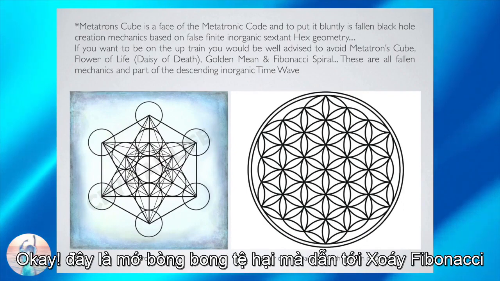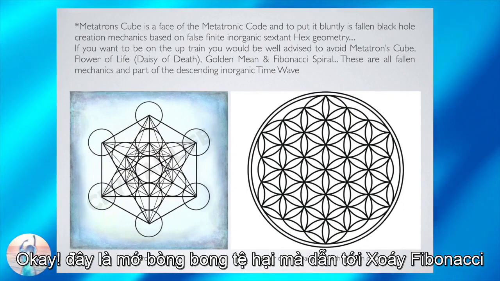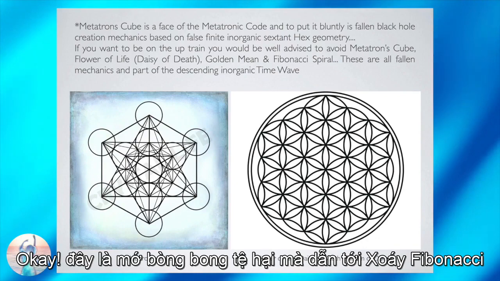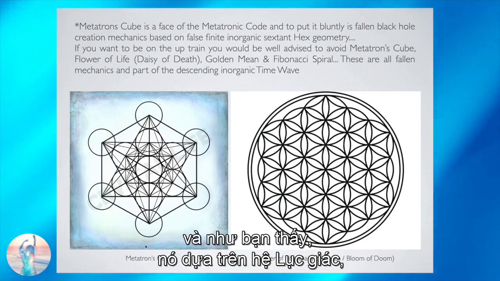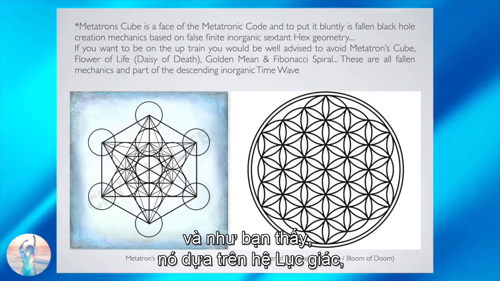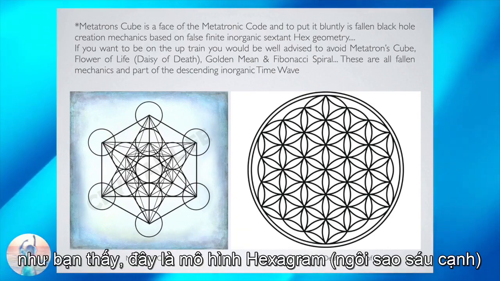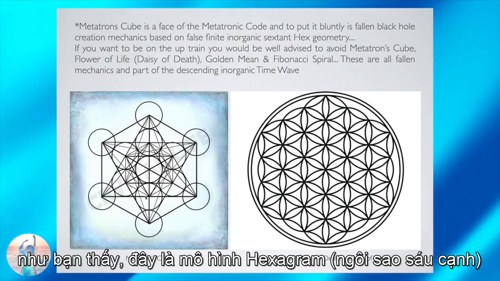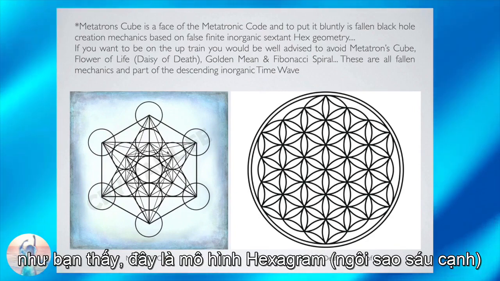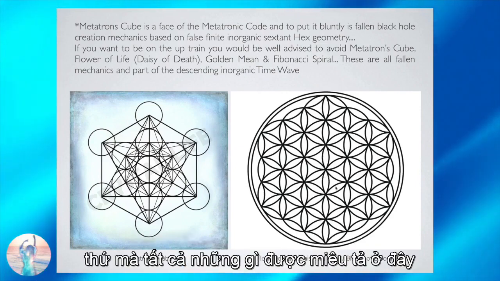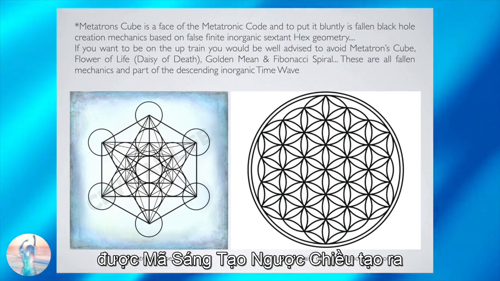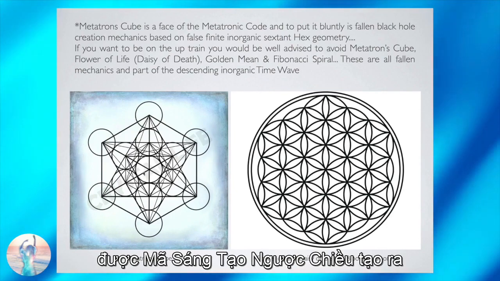Okay, so this is the nasty mess that causes the Fibonacci spiral. This shape here is referred to as Metatron's cube, and as you can see, it's based on hex geometry, number 6, because it's got 6 balls, and you can actually see here it forms like a hexagram. And this here is called the flower of life, which is basically just another face of this fallen creational code program.